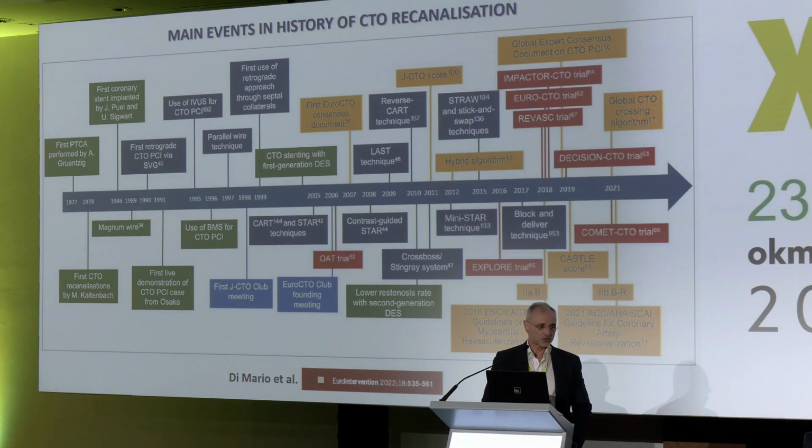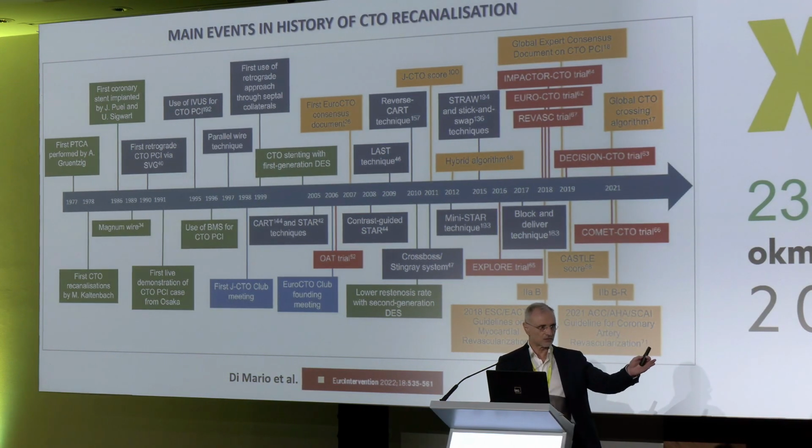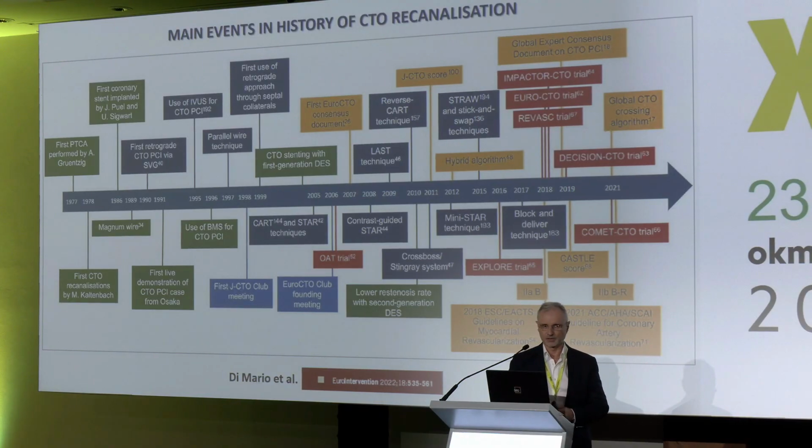This is a history of CTO PCI. I'm not going to insist on that, but I'm just going to show you that the first retrograde was done back in 1990 via SVGs. The first retrograde via septal collaterals was done nine years later. So it's not a very new story, and you saw a retrograde via septal collateral presented in a very complex case that had to balance with indication.